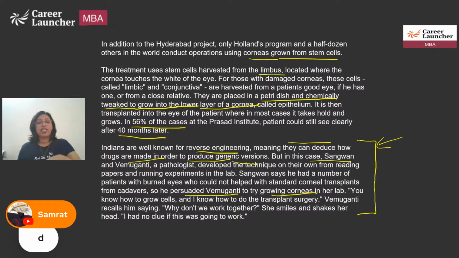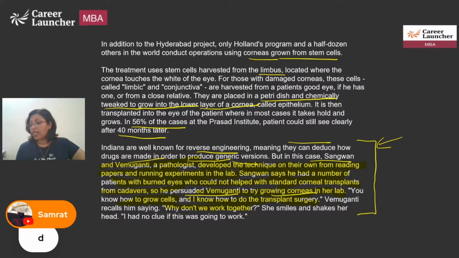But in this case, Sangwan and Vemuganti, pathologists, developed a technique of their own from reading papers and running experiments in labs. Sangwan said he had a number of patients with burn eyes who could not get standard cornea transplants. So he persuaded Vemuganti to try growing corneas in her lab. You know how to grow cells, I know how to do the transplant. Why don't we work together? So this is where the answer should have come from, guys.